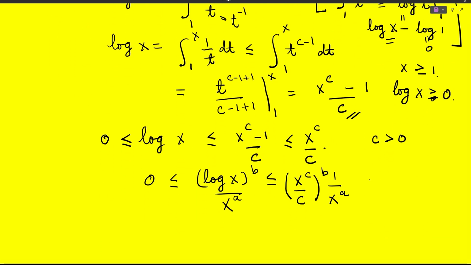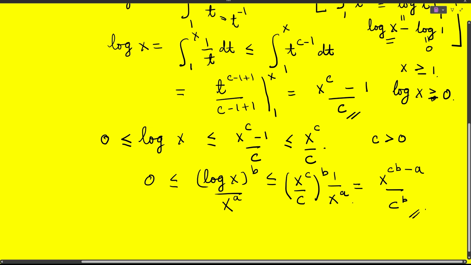Now, the right hand side can be simplified a little bit more: x^(cb) divided by c^b. You multiply c and b, and then you're dividing by x^a, so that becomes x to the power cb minus a.